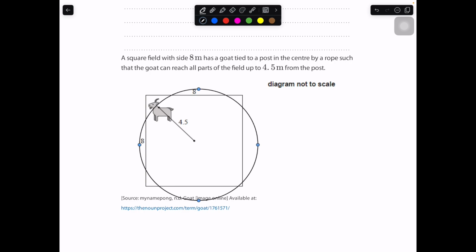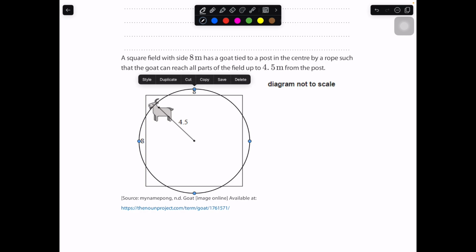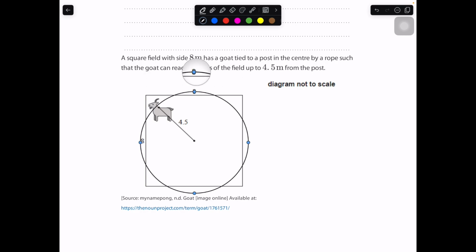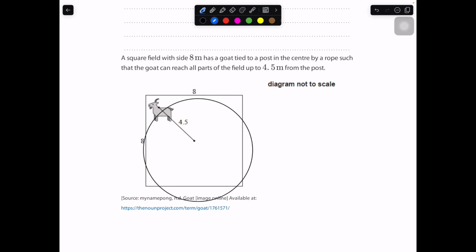And let's make this in the center a little more so it a little more accurately reflects what's going on here. Something like that, I suppose. Maybe a little smaller. But anyways, I think we have the general idea now. Okay. So there's some area that the goat can get to, right?